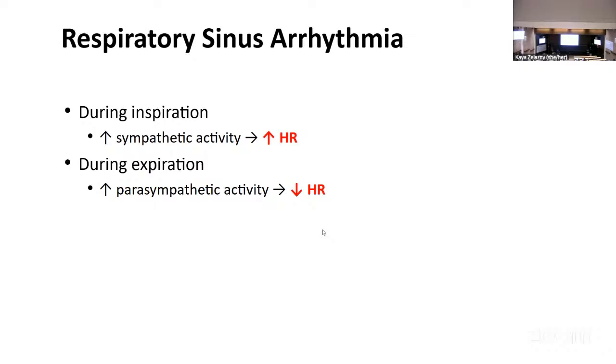Okay. The other upside of this would be if you're feeling really anxious and you want to relax, you might try this out. Just try breathing out a lot. See if that helps you get more into a parasympathetic state.